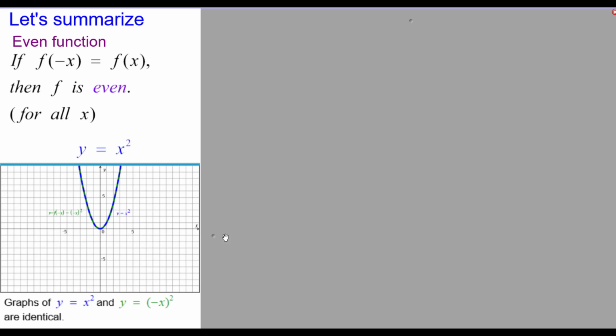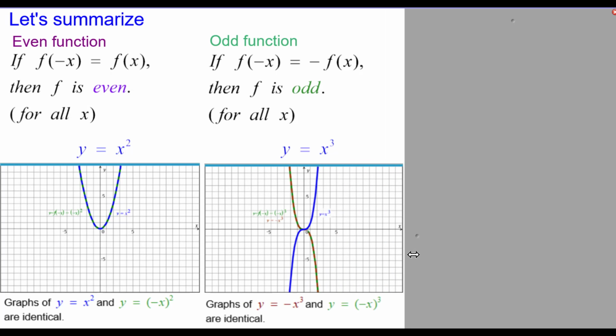So let's summarize that. Here's the graph of y equals x squared, and the graph of y equals the quantity opposite, x squared. You can see they're identical, so this is an even function. f of x is equal to f of the opposite of x all the time. Here's an example of an odd function. y equals x cubed is odd because the graphs of y equals the opposite of x cubed in brown and y equals the quantity of the opposite of x and then cube it in green are identical. So f at the opposite of x equals the opposite of f of x. This is called an odd function.